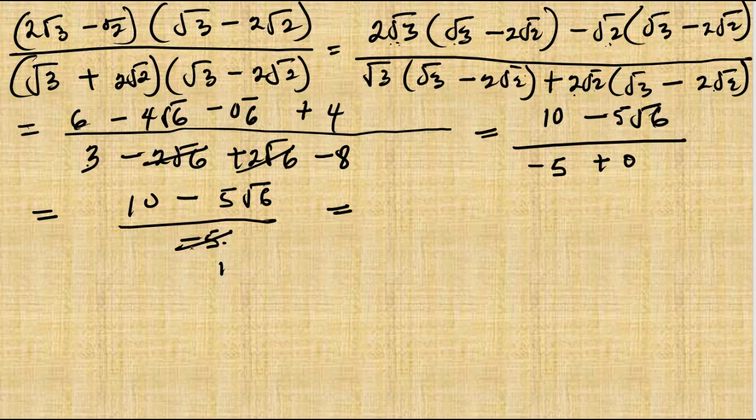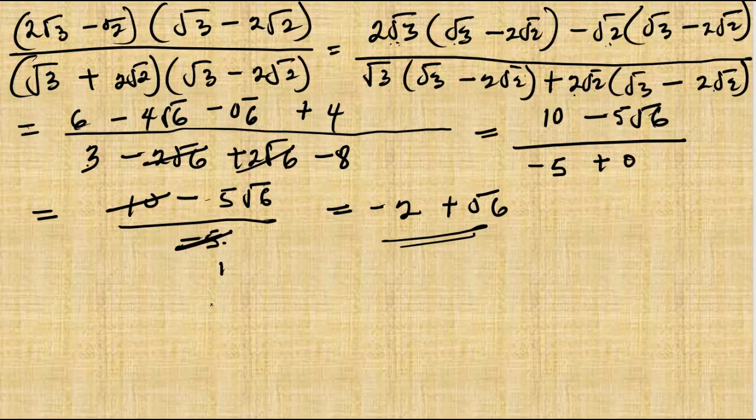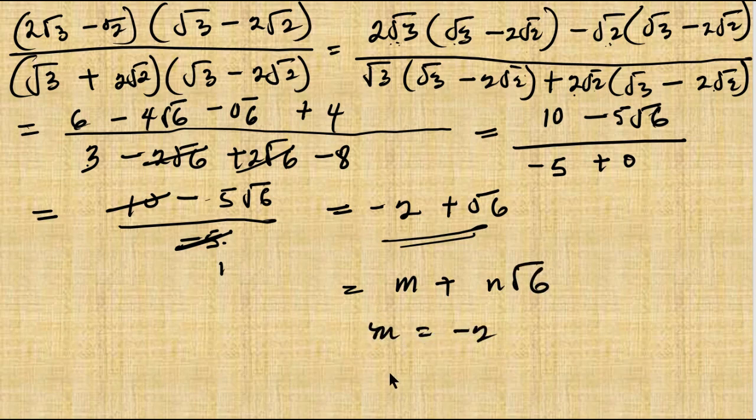Minus 5 here is 1. Minus 5 in 10, that's minus 2. Minus 5 in minus 5, that becomes plus 1. So I'm left with plus root 6. So now my m and n has been properly defined, because this is the same thing as m plus n root 6 from our question. So that my m now is equal to minus 2 and my n is equal to 1.